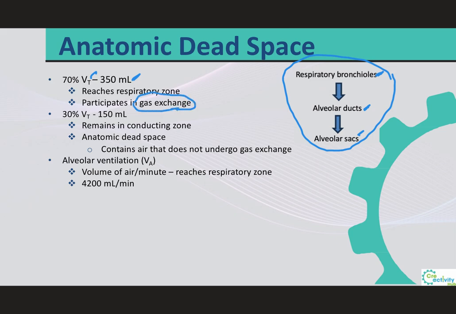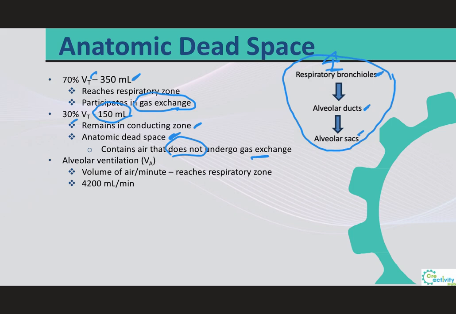Now the other 30%, which is about 150 mLs, will remain in the conducting zone, which basically is everything above the respiratory bronchioles. So the nose, the pharynx, the larynx, the trachea, the bronchi, the bronchioles, and the terminal bronchioles. And this 150 mL volume of the conducting zone is actually known as the anatomic dead space because it contains air that does not undergo gas exchange. Therefore, not all of the minute ventilation can be used in the gas exchange because some of it will remain in this anatomic dead space.